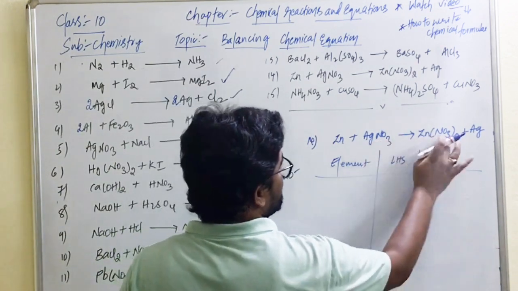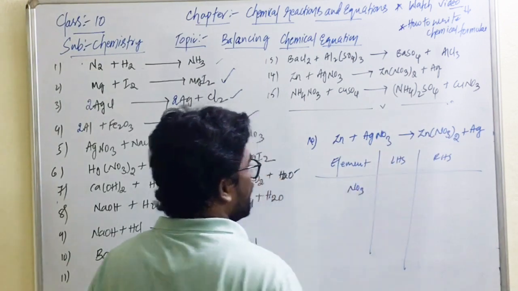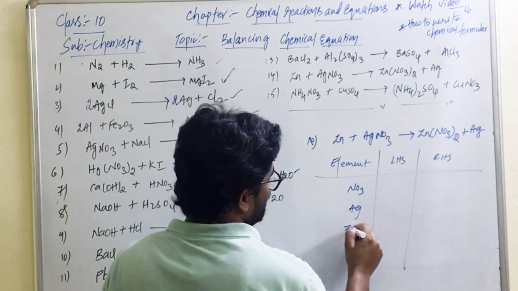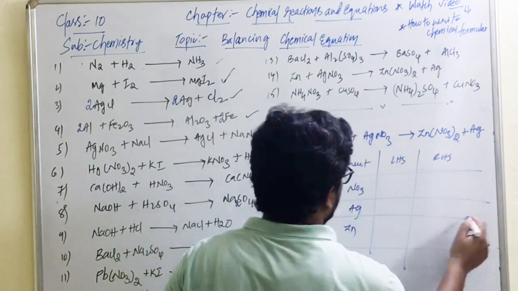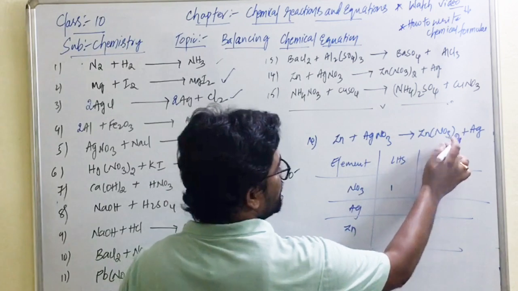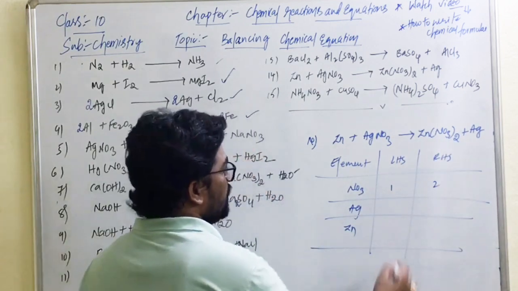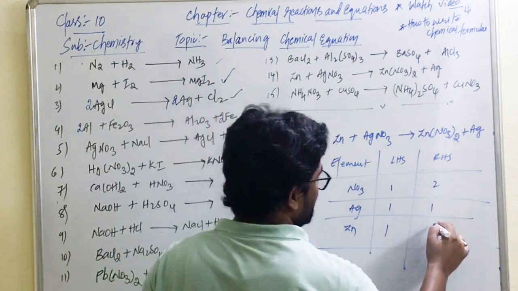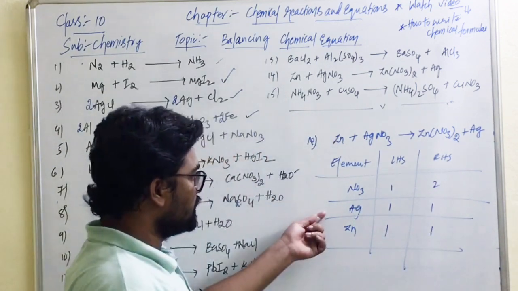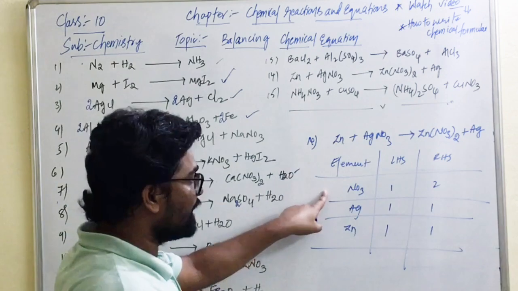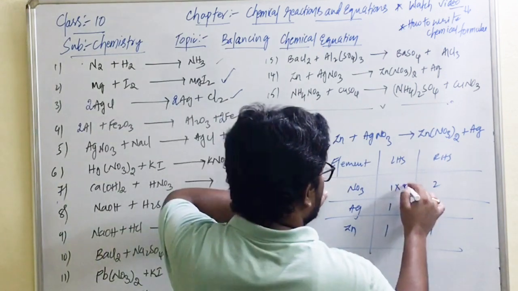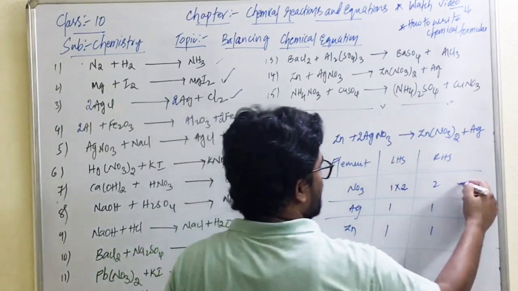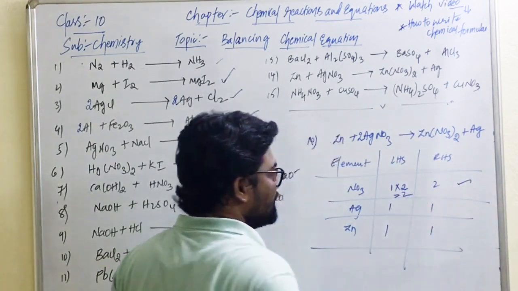So I have nitrates. Okay, polyatomic ion. Nitrates 1 on the left hand. Okay, then silver and zinc. Let us write it down. Okay, nitrates 1 on the left hand side, 2 on the right hand side. Is it clear? Silver 1 on the left hand side, 1 on the right hand side. Zinc 1 on the left hand side, 1 on the right hand side. Okay, zinc and silver are balanced, but nitrates are unbalanced. So multiply with 2. Okay, and place that before AgNO3. Nitrates are balanced. Okay, is it clear?